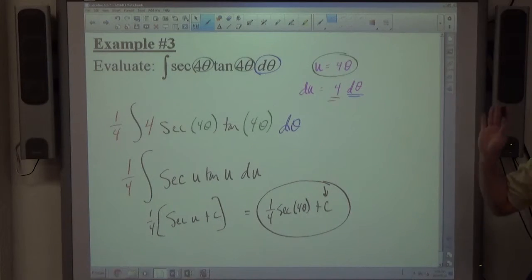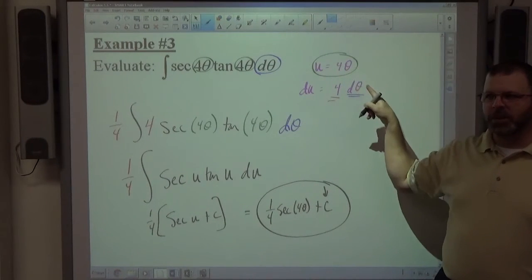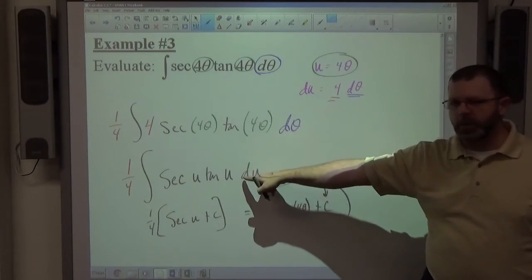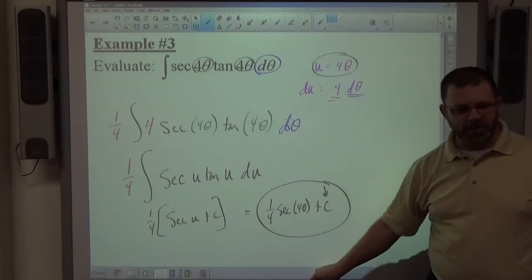And again, what type of function is it? What's the argument? What's the differential of the argument? Construct a new integral. Solve the simple integral. Substitute back in. That's the process.